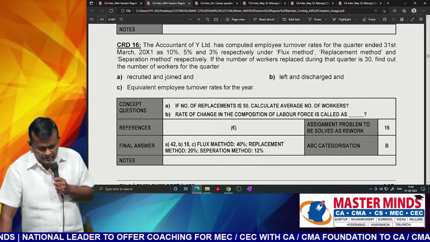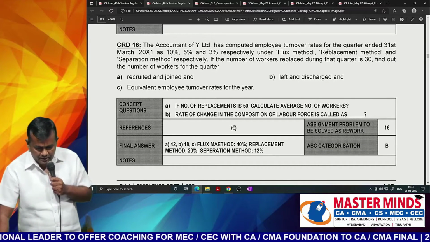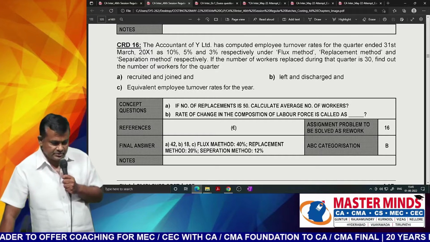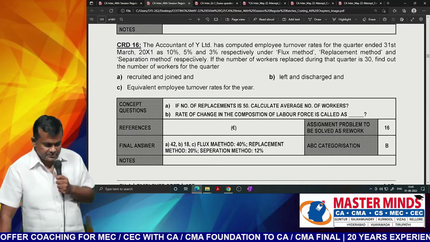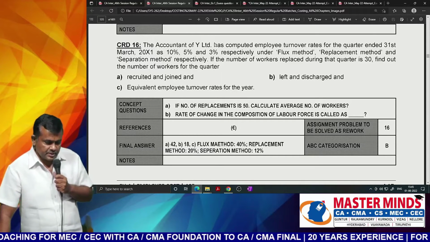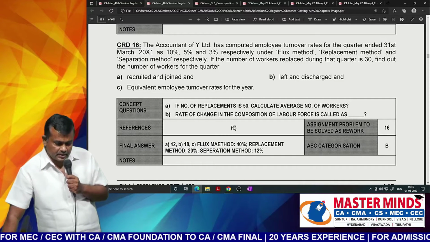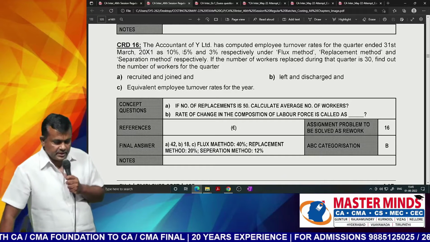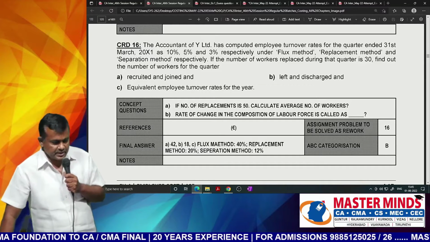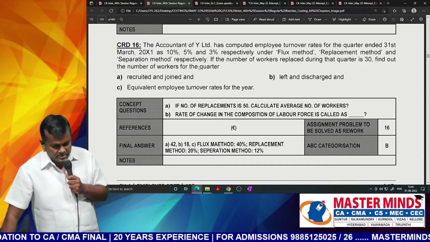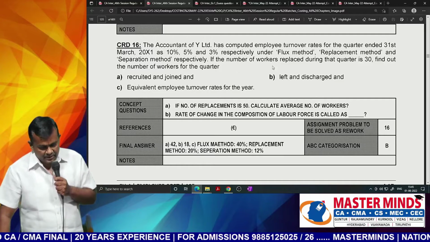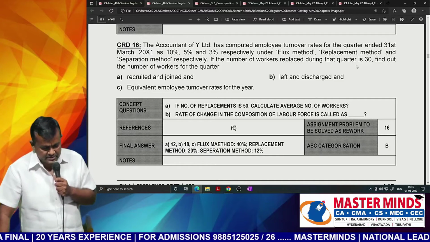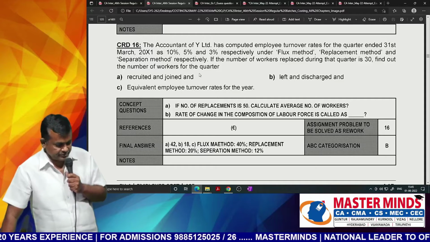The accountant of Y Limited has computed employee turnover rates for the quarter ended 31st March 2011: 10%, 5%, 3% respectively. So the company cost accountant had already calculated labor turnover rates under different methods. Under flux method, rate is 10%. Under replacement method, rate is 5%. Under separation method, rate is 3%. If the number of workers replaced during this quarter is 30, find out the number of workers for this quarter.